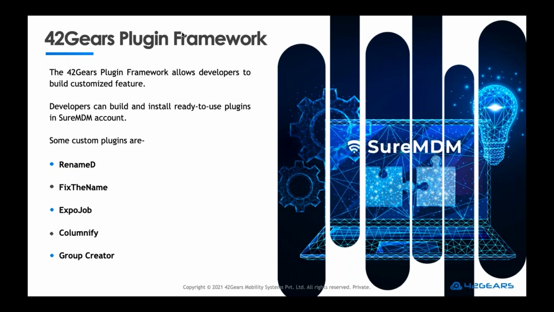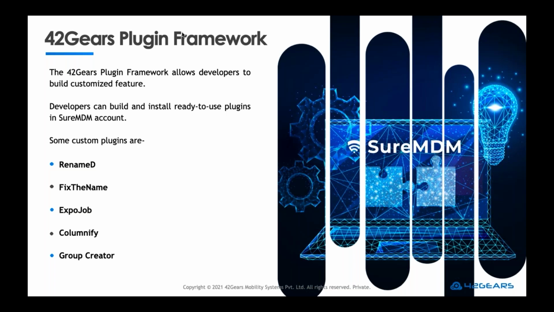This plugin can help rename devices using IMEI number or serial number in bulk in the SureMDM device grid by allowing you to upload a CSV file that contains either the old name, IMEI or serial number, and a new name. Then we have the Fix the Name plugin. It will help modify device names in the SureMDM device grid in bulk by allowing you to upload a CSV that contains the prefix, device names, and suffix. ExpoJob will export jobs to an XML file.